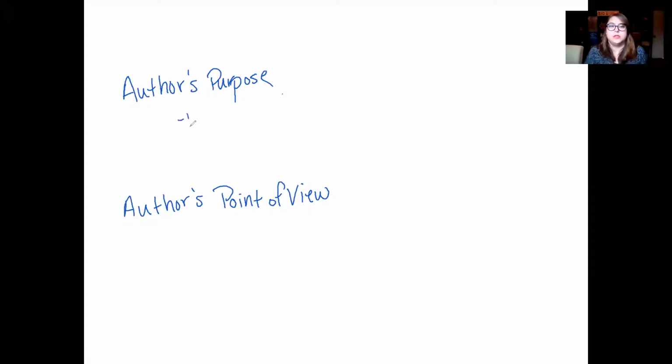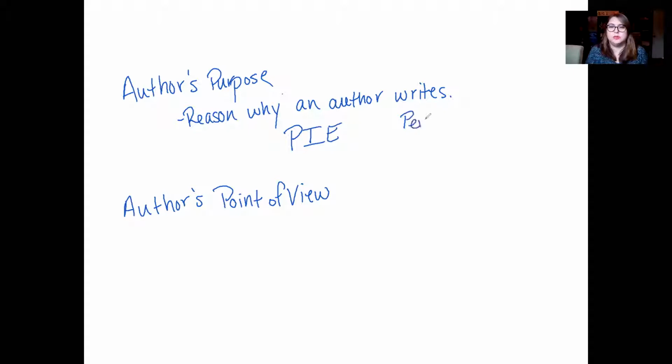So author's purpose, we said, was the reason why an author writes. And we said that there can be three main reasons why an author writes, and we called them PIE, P-I-E. Our P stands for persuade. Persuade. The I stands for inform. And the E stands for entertain.